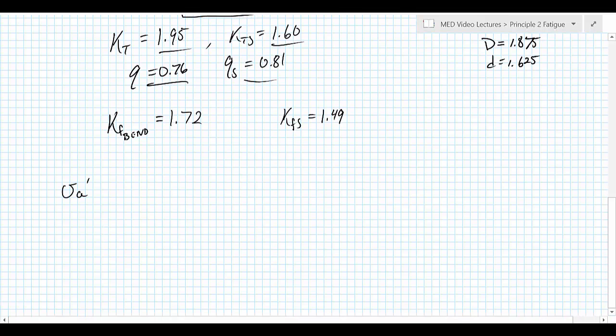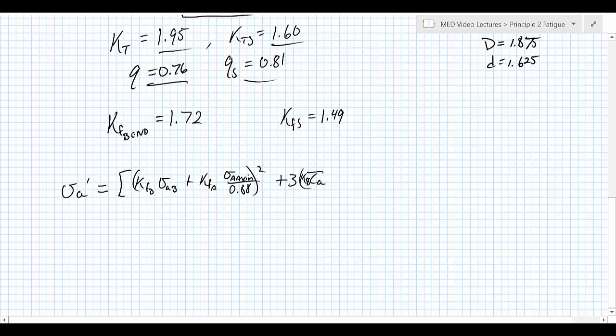So sigma A equivalent, or von Mises, recall, is the axial portion, so Kf in bending, times sigma A in bending, plus Kf in axial, times sigma A in axial, over 0.85. That all squared, plus 3 times tau A KFS times the shear, and all of that to 1/2. And the mean is the same, except we do not have the division of 0.85.